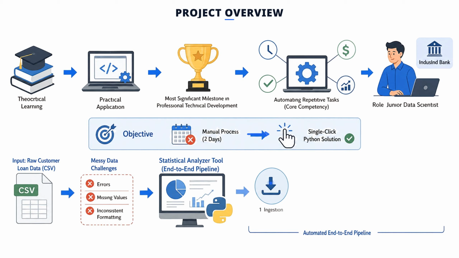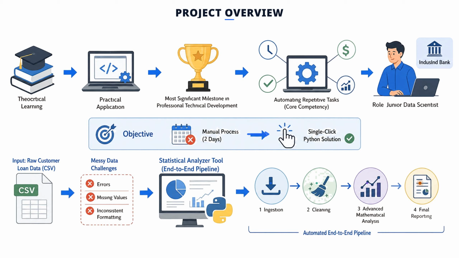First, it handles ingestion, automatically bringing the raw data into the system. Next, it performs comprehensive cleaning to fix all those messy data challenges we just talked about. Then it conducts advanced mathematical analysis on the clean data. And finally, it generates a final report. The key takeaway here is that by chaining these specific operations together, you replace days of manual labor with a seamless automated pipeline. To understand exactly how this works under the hood, we will next look at the modular architecture that makes this robust tool possible.